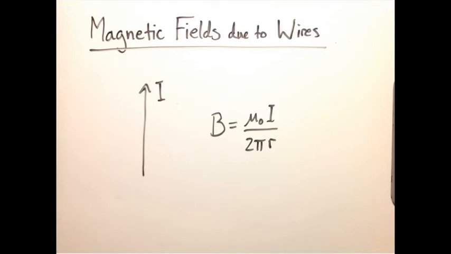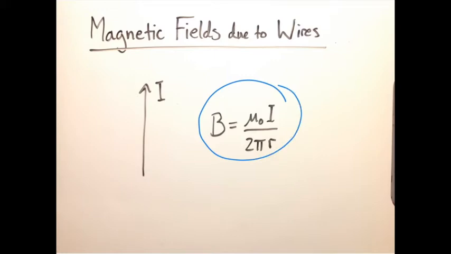Hey guys, in this video we're going to learn about how to actually calculate the magnetic field due to a wire or two wires or, I don't know, any number you like, I suppose, but usually one or two different wires. Now, the equation that you're going to use is this one right here.